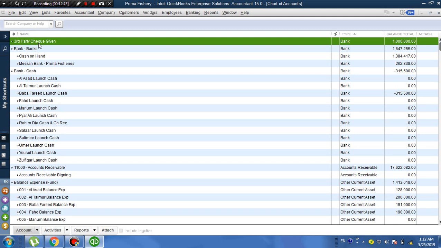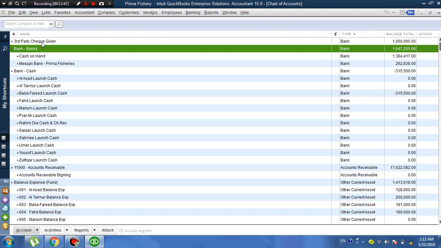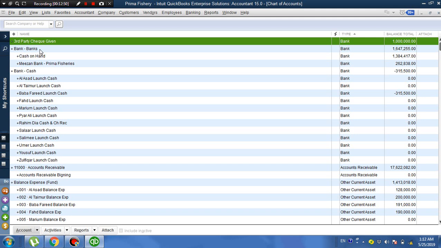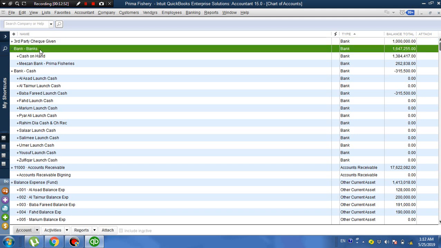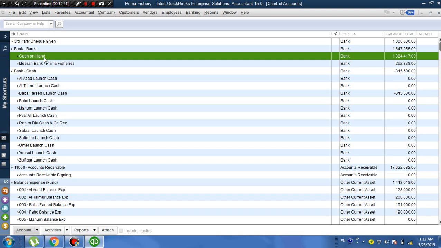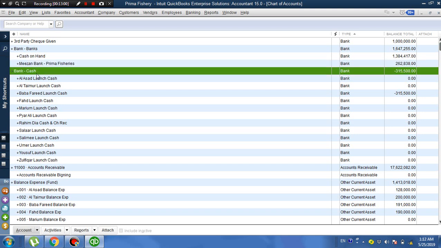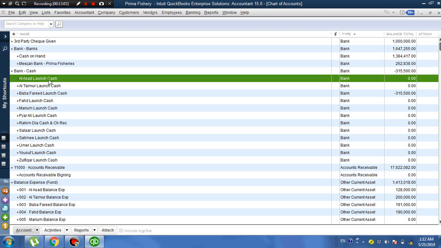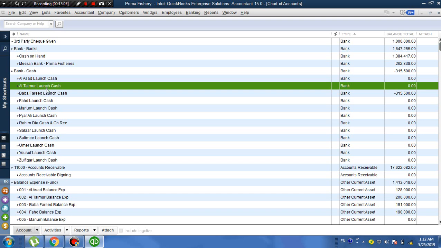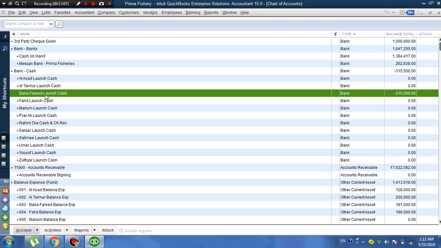For example, this third party check given. Now what is this third party check given? We'll see this in detail. Bank is surely bank. Cash on hand is cash on hand. This is our bank checking account. And here the cash of Al Asad launch cash, Taimur launch cash, Baba Farid launch cash.